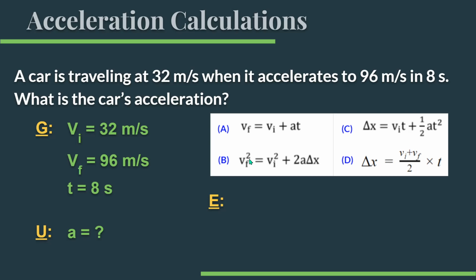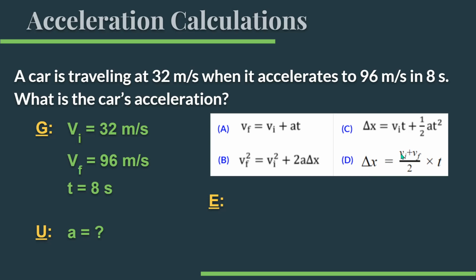The second one, I have VF, I have VI, I'm looking for A, but I don't know delta X. I can't use this equation because there are 2 things that I don't know. Okay, now if I had delta X, yes, I could use it, but I don't. So I cannot use equation B because there's 2 things I don't know, A and delta X. Equation C, again, there's delta X, can't use it. I don't know delta X. Okay, equation D, again, has delta X in it. However, I could actually use this equation if I wanted to solve for delta X because I do know everything else.